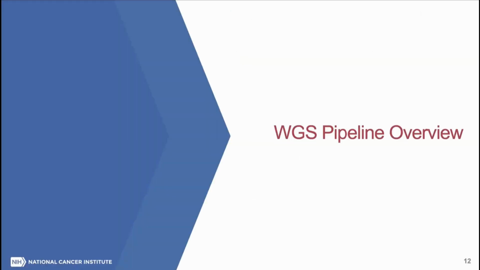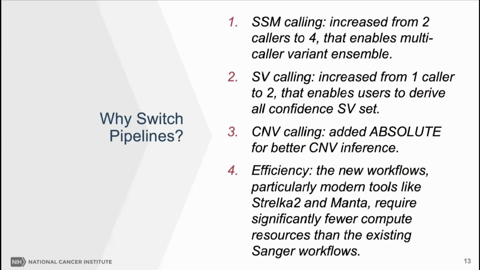Okay, then I will give some details of all the pipelines one by one. First, I want to mention why we're doing this switch. When it comes to the simple somatic mutation calls, you might recall that in the GDC whole exome calling pipeline, we have this ensemble approach that combines calls from 4 different somatic variant callers. This helped us a lot in improving the confidence and coverage across variant types, and we think that will be very helpful for the users.